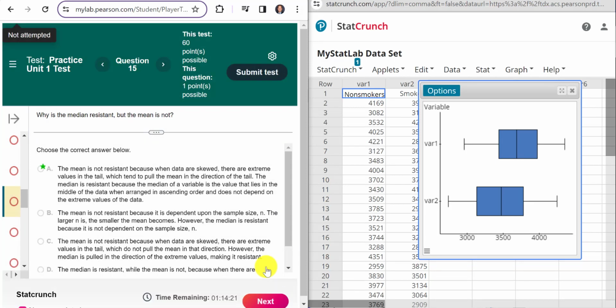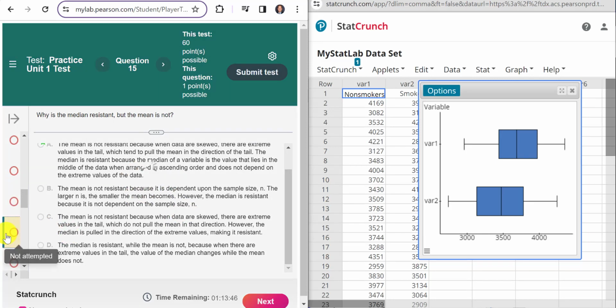That's a good question. It says, why is the median resistant, but the mean is not? The mean is not resistant because if it's skewed, like I said, if there's one that's really weird, it pulls the mean, but it would potentially not move the median at all, or at most one position in the counting. And it also says the median is resistant because the value that lies in the middle of the data when arranged in ascending order does not depend on the extremes. So even if there's one really weird value, it won't affect the median very much. So just kind of stating the obvious there.